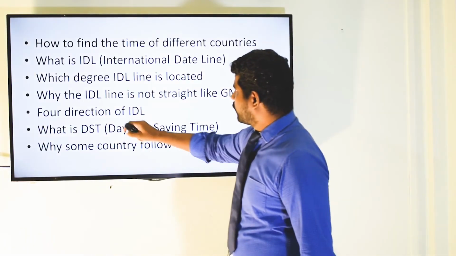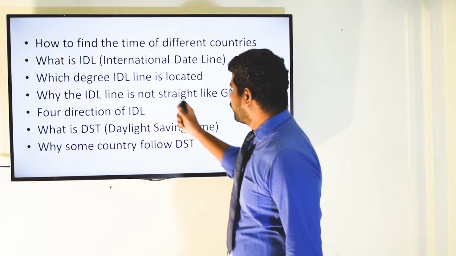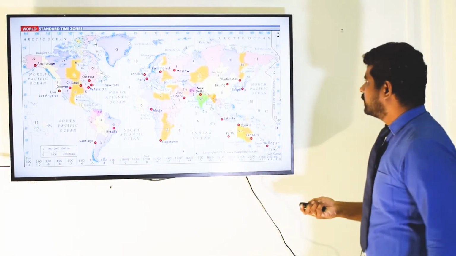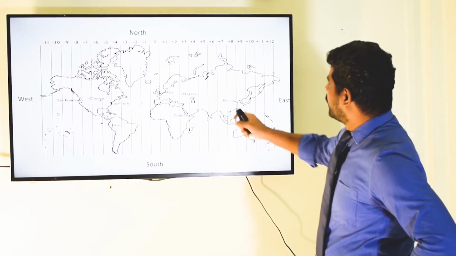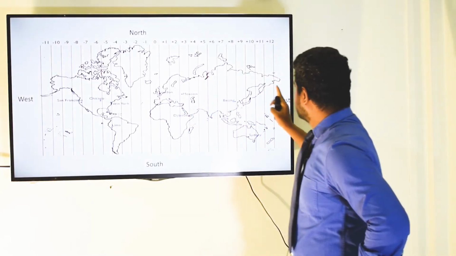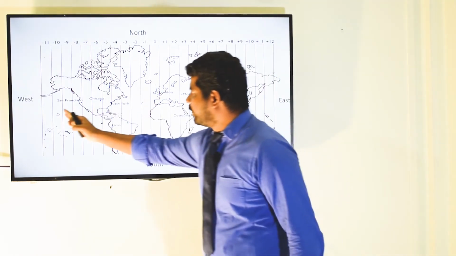Now, we are going to look at why the directions of the IDL. We have already seen here, GMT, this will be east, and this will be west, right?